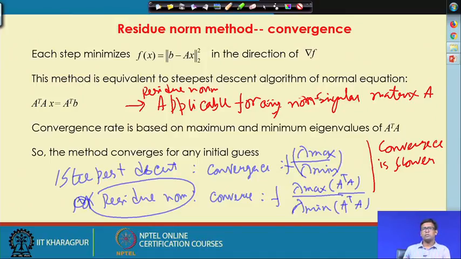So, in the next class we will do some coding exercises and see how the programs are written for these different methods, and we will also see the performance of these methods for different matrices. Thank you.